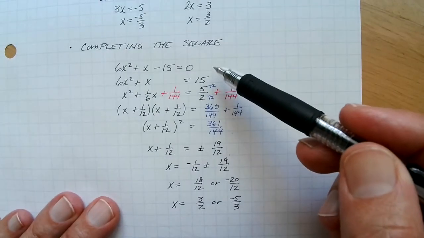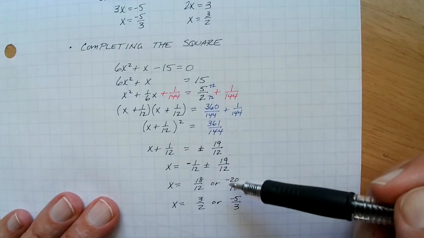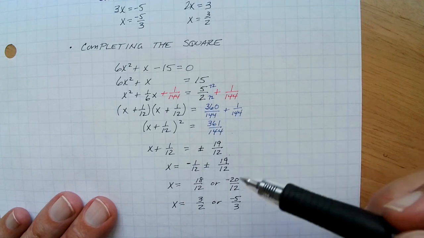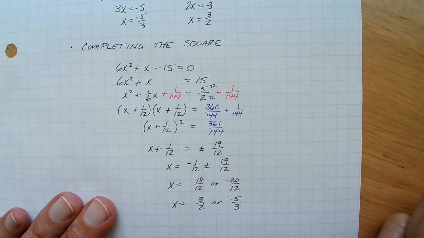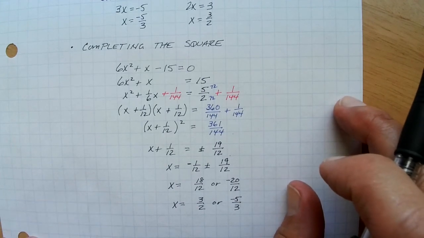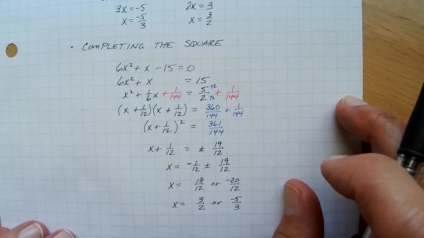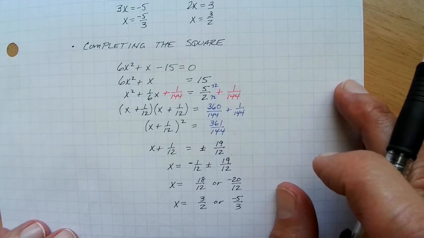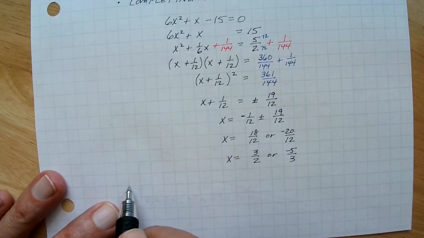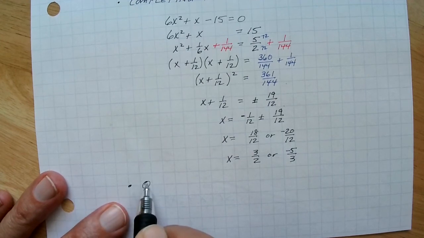So completing the square can take a little longer, takes a little more writing than the factoring. It's not quite as fast as factoring, but it will always work. This process will always take you to a solution. Now, of course, there's a fourth way to do this, which I think everyone's pretty familiar with, the quadratic formula.